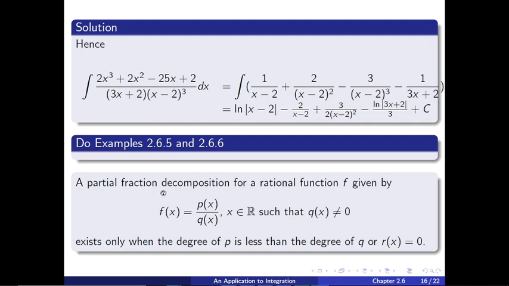So a partial fraction decomposition for a rational function given by f of x is equal to p of x over q of x, where x is a real number such that q of x is not equal to 0, exists only when the degree of p is less than the degree of q, or r of x is equal to 0. We are going to talk about what r of x represents in this case.